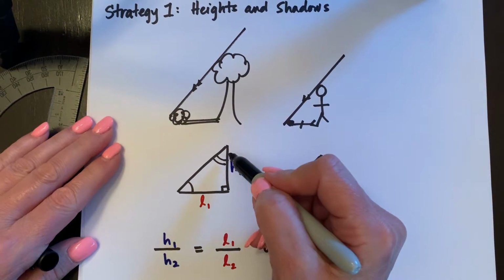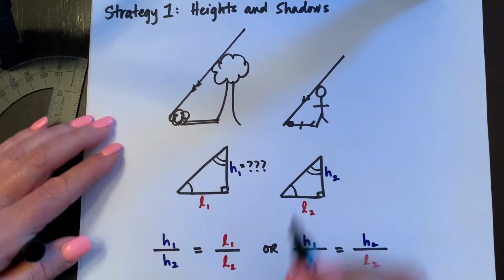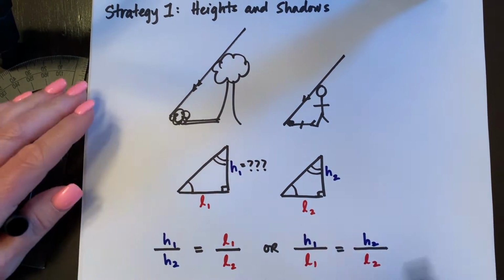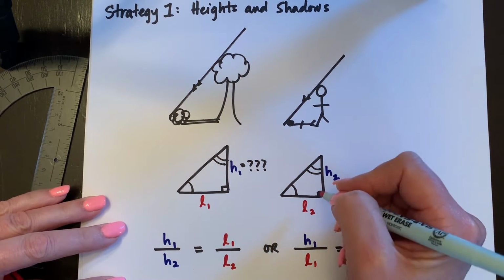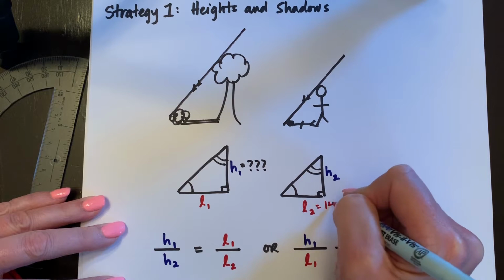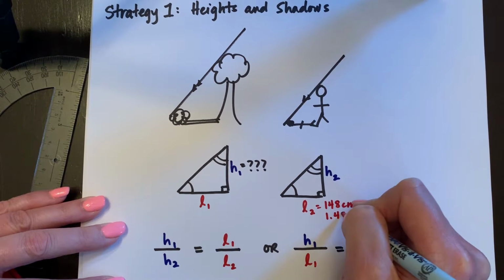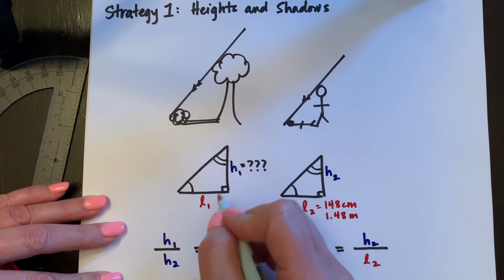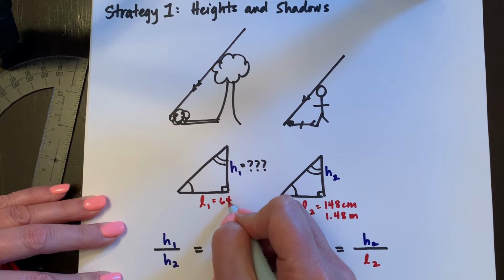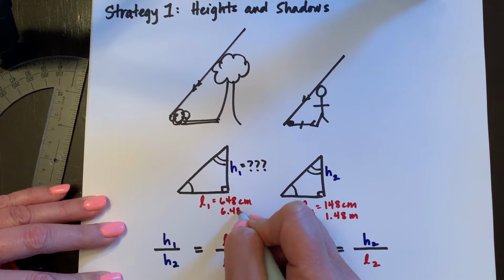Well, we know that we don't know the height of the tree, but we did take some measurements. We saw that the length of my daughter's shadow was 148 centimeters, which is the same thing as 1.48 meters. And we know the length of the tree's shadow was 648 centimeters, or 6.48 meters.